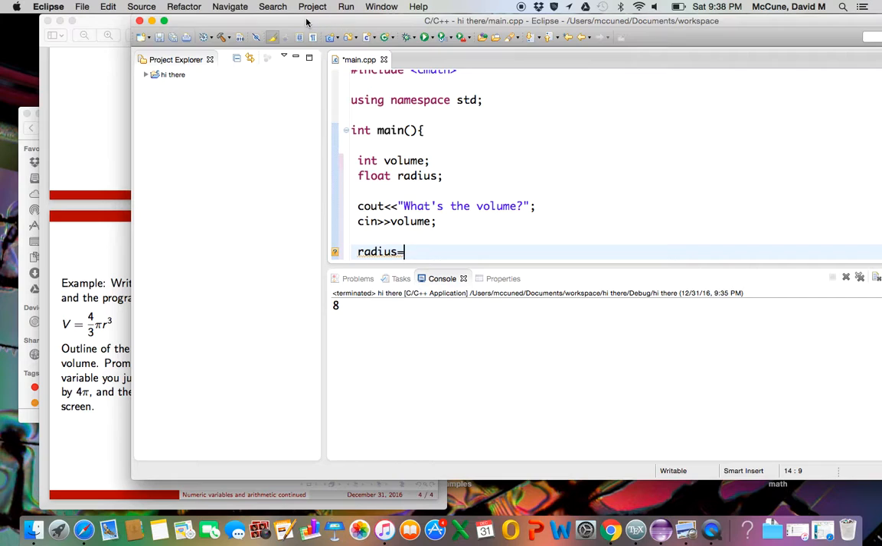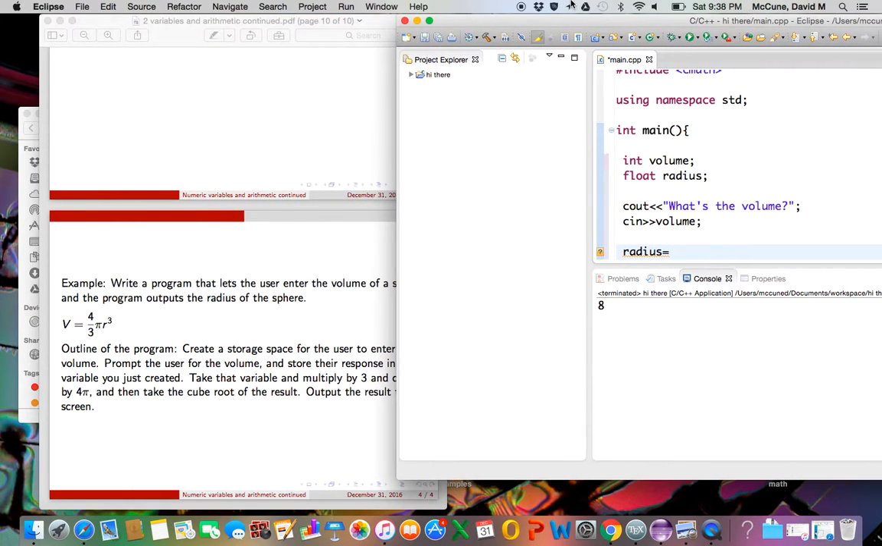The radius is, well, what did we say? We said we took the volume and multiplied by 3, right? Volume multiplied by 3. We take the result and we divide by 4 times pi, which we'll just write 3.1415 for now. That's approximately pi, okay? So we multiply by 3, divide by 4 pi. Oh, and then we're supposed to take the cube root of all that, aren't we?